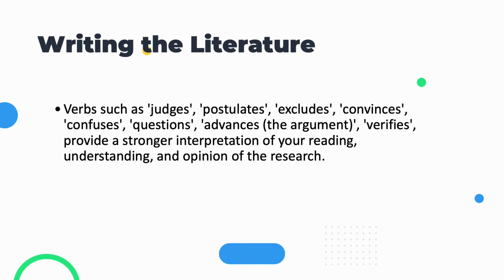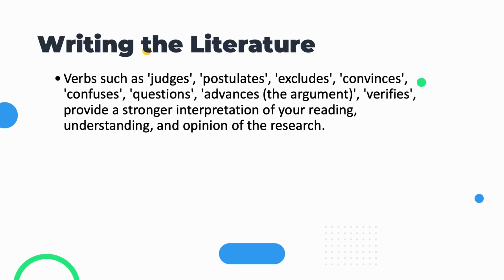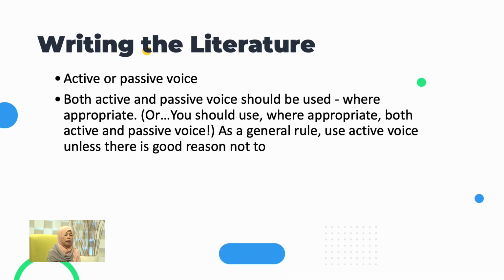Okay. Then in terms of words, just now I mentioned don't use the same word. These are examples of words that you can use: judges, postulates, excludes, convince, confuse, question, and so on, so that the reader will find your literature review more interesting to read. Okay. So you can use both active and passive voice, but focus and stress on the active voice. In tense, you should use past tense because the literature has been done before.